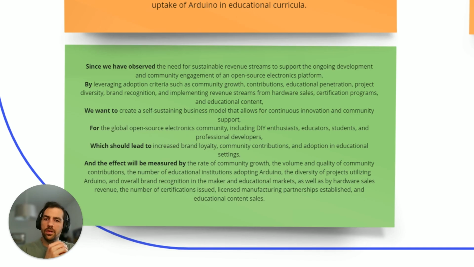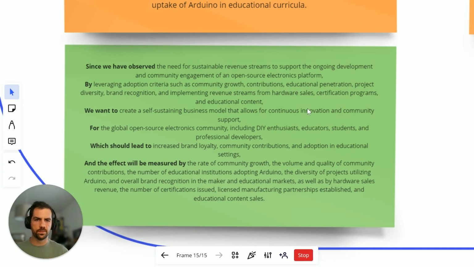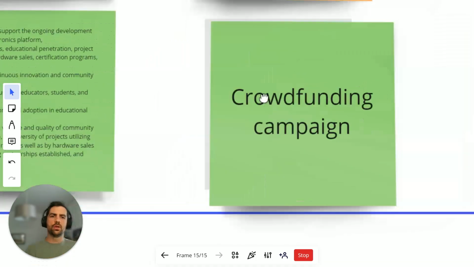And the effect will be measured by the rate of community growth, the volume and quality of community contributions, the number of educational institutions adopting Arduino, the diversity of projects utilizing Arduino, and overall brand recognition in the maker and educational markets, as well as by hardware sales revenue, number of certification issues, licensed manufacturing partnerships established, and educational content sales. So here we chose a crowdfunding campaign.